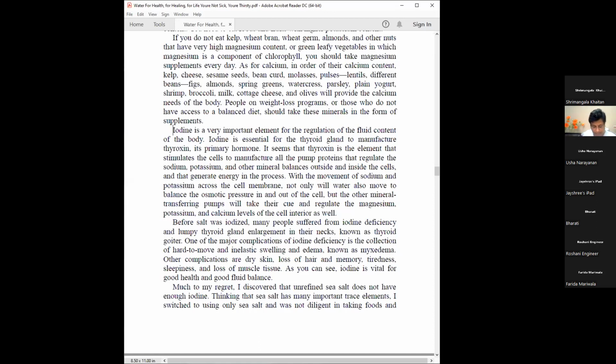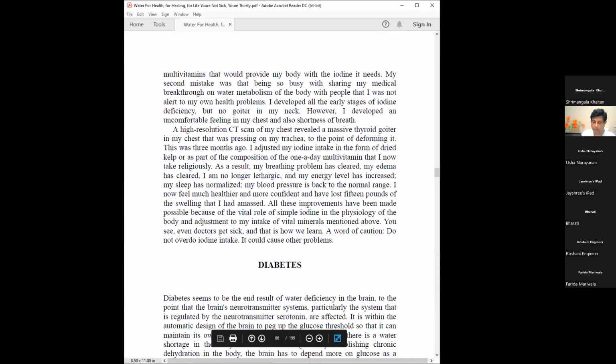Much to my regret, I discovered that unrefined sea salt does not have enough iodine. Thinking that sea salt has many important trace elements, I switched to using only sea salt and was not diligent in taking foods and multivitamins that would provide my body with the iodine it needs. My second mistake was that, being so busy with sharing my medical breakthrough on water metabolism of the body with people, I was not alert to my own health problems. I developed all the early stages of iodine deficiency, but no goiter in my neck. However, I developed an uncomfortable feeling in my chest and also shortness of breath.